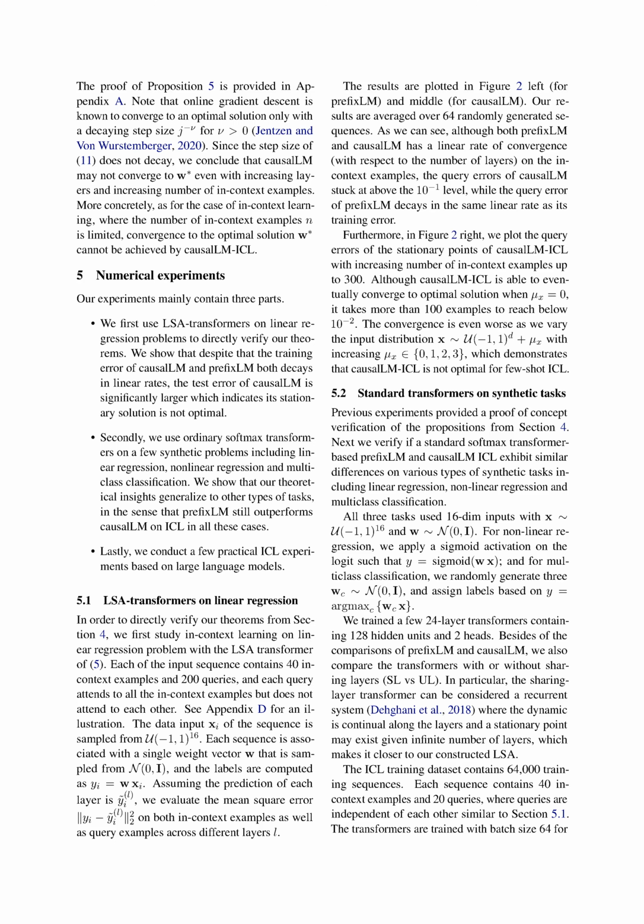Section Summary. The numerical experiments in this section consist of three parts. Firstly, the authors use LSA transformers on linear regression problems to verify their theorems, showing that the test error of CausalLM is significantly larger than prefixLM, indicating that the stationary solution of CausalLM is not optimal. Secondly, they apply ordinary softmax transformers on synthetic problems and find that prefixLM outperforms CausalLM on ICL in linear regression, nonlinear regression, and multiclass classification tasks. Lastly, they conduct practical ICL experiments using large language models, demonstrating that CausalLM ICL is not optimal for few-shot ICL.